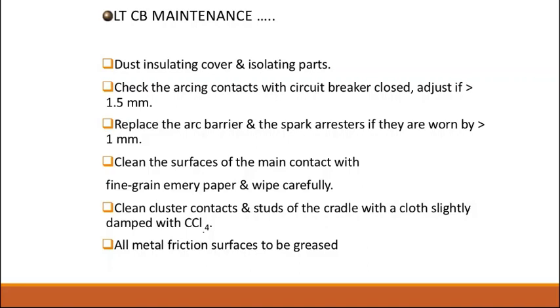The first one is dust on insulating covers and insulating parts. So we have to do the maintenance. If there is any dust accumulated in the breaker, we have to clean it. This is common for all breakers. Check the arcing contact with the circuit breaker closed. Adjust if more than 1.5 mm. The value I have taken here will change depending upon the manufacturer. Replace the arc barrier and the spark arrestor if they are worn by more than 1 mm. Clean the surface of the main contact with fine grain emery paper and wipe carefully.